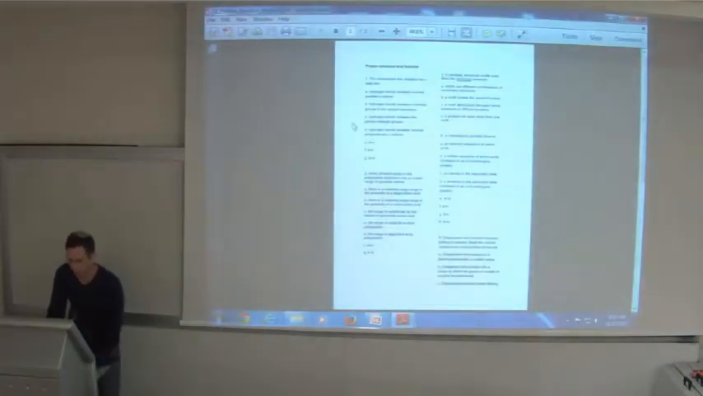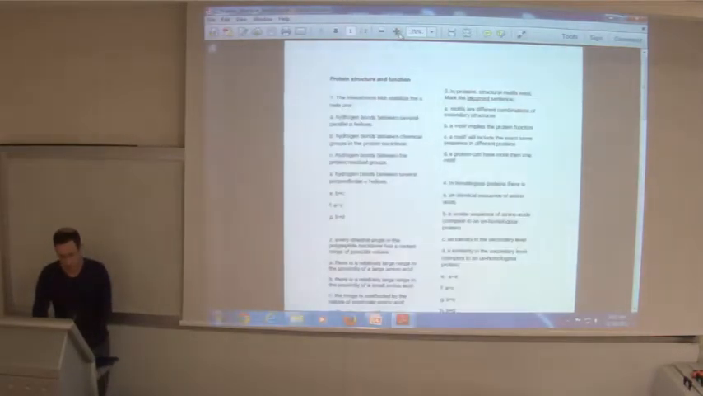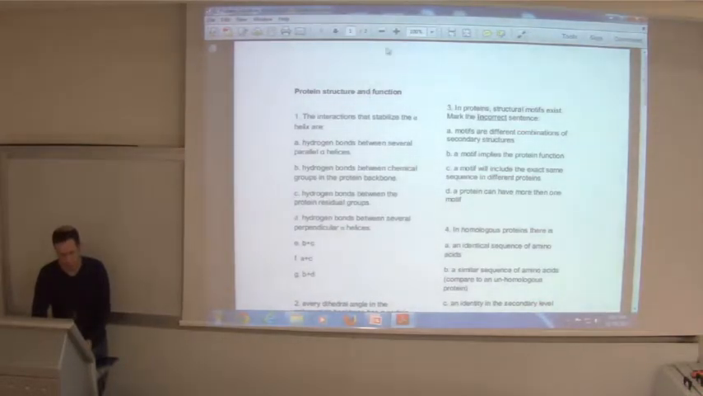Let's read by the order of the chapter that we studied. So let's start with the protein structure and function question page. These are the question pages I sent you by email. I really hope you try them yourself before this class, before now, because it's really much more efficient this way. Okay, so let's start with one.